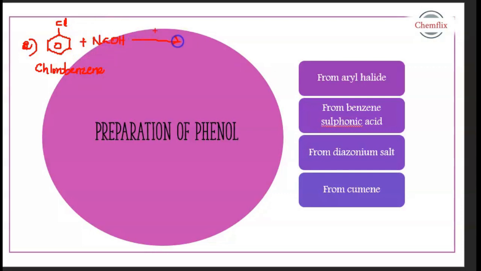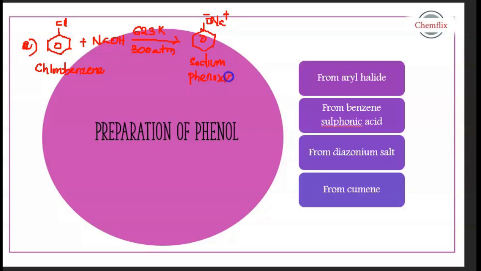We are applying high temperature and pressure, for example 623 Kelvin and 300 atm pressure. Then you will get a sodium phenoxide ion. Sodium phenoxide, ONa, that is O minus Na plus. This is sodium phenoxide.